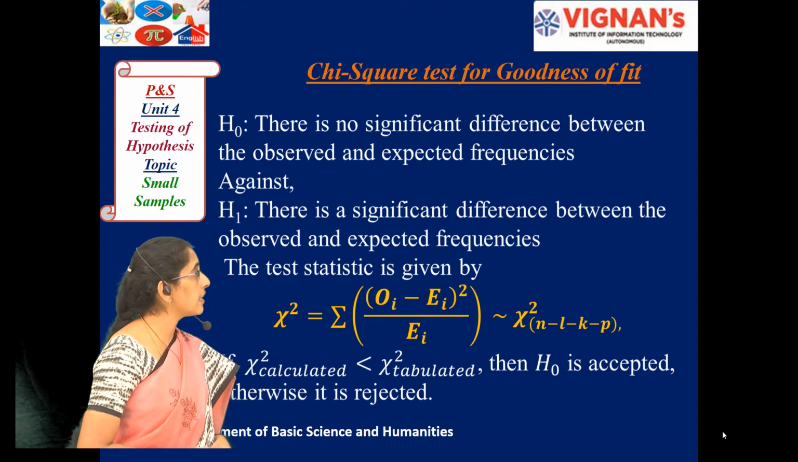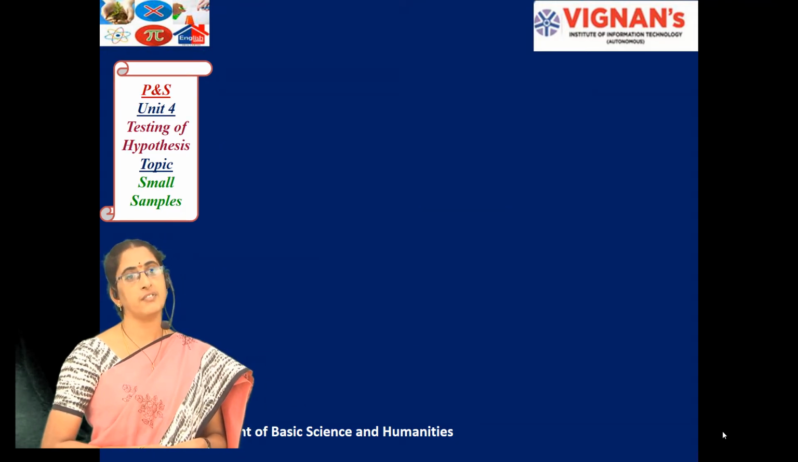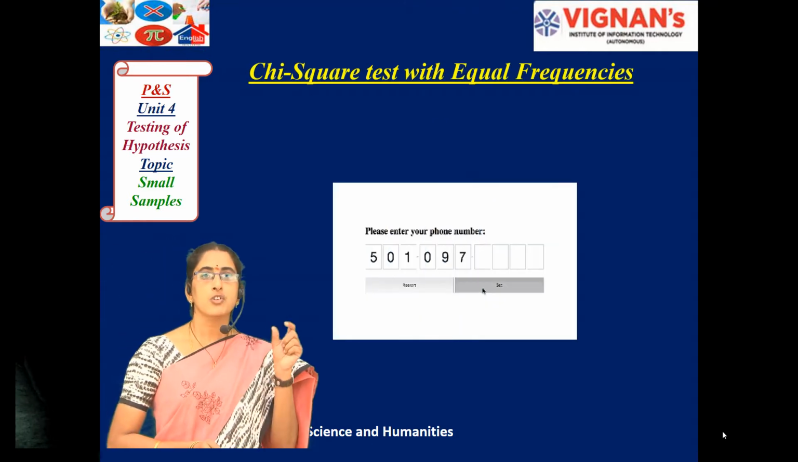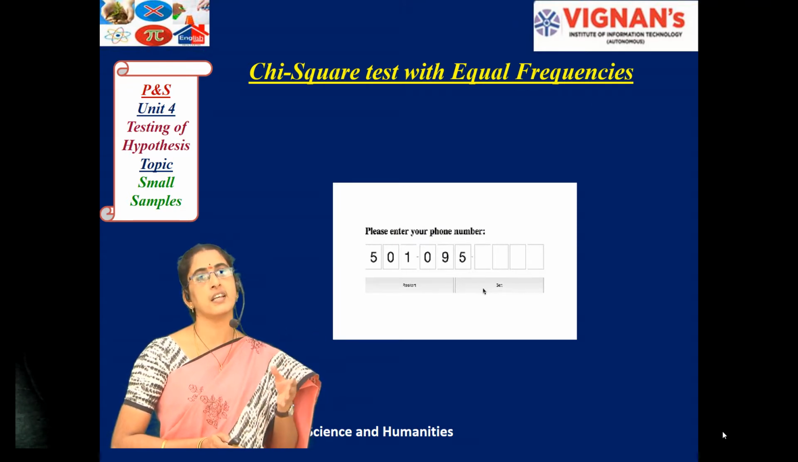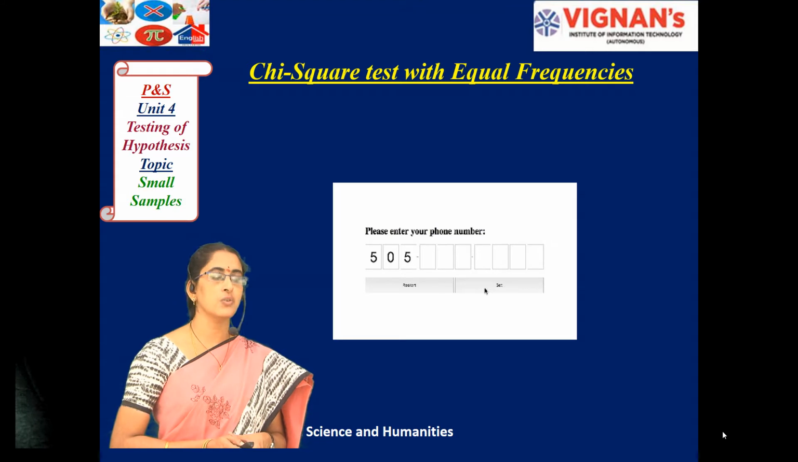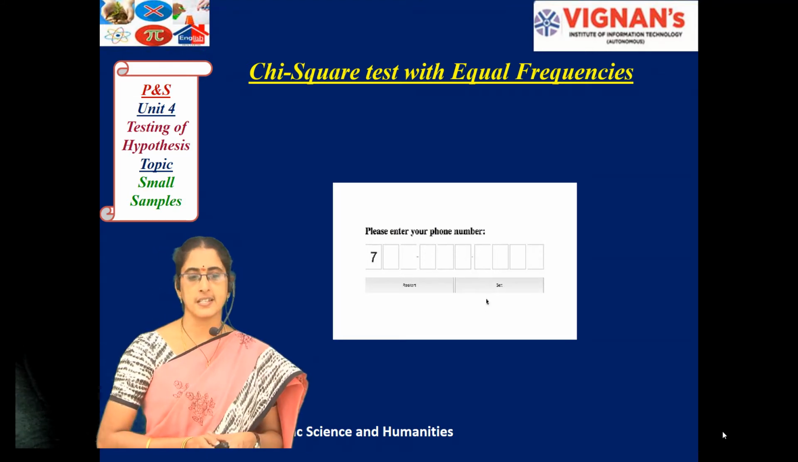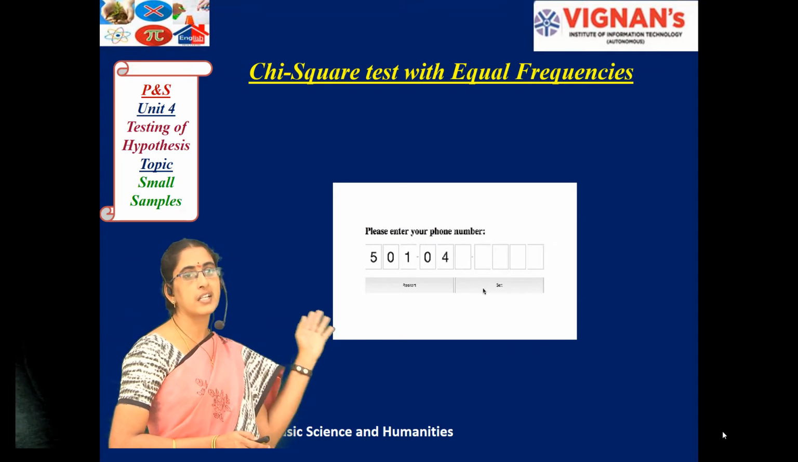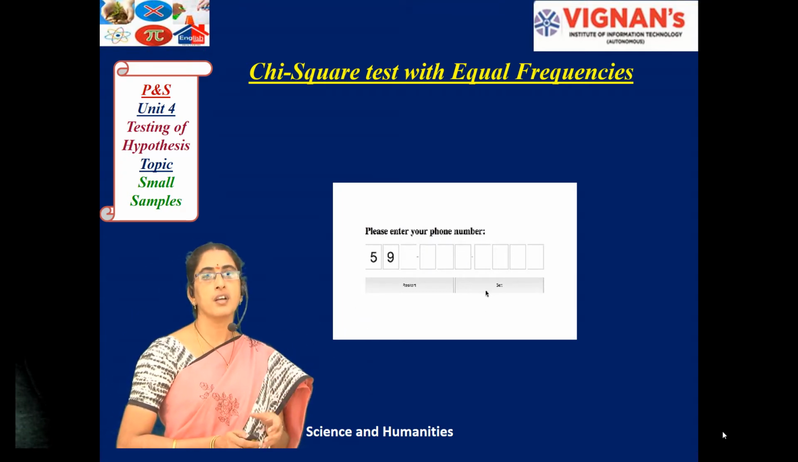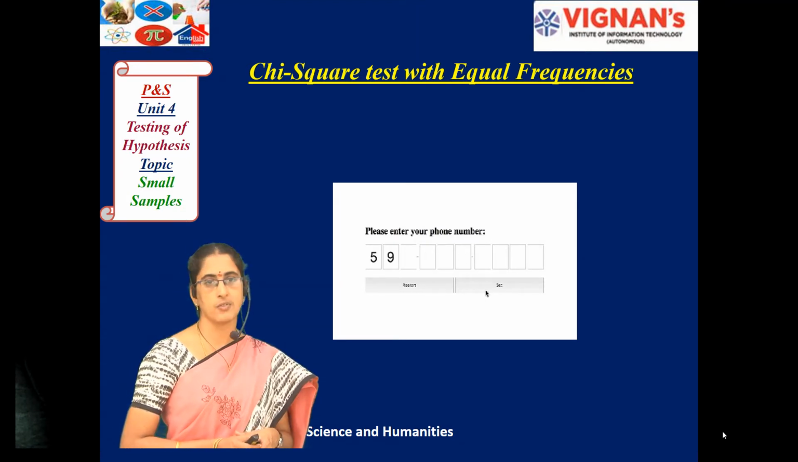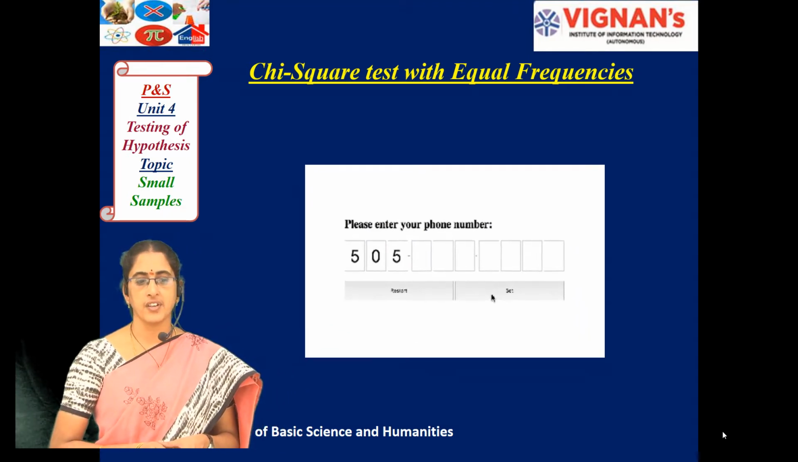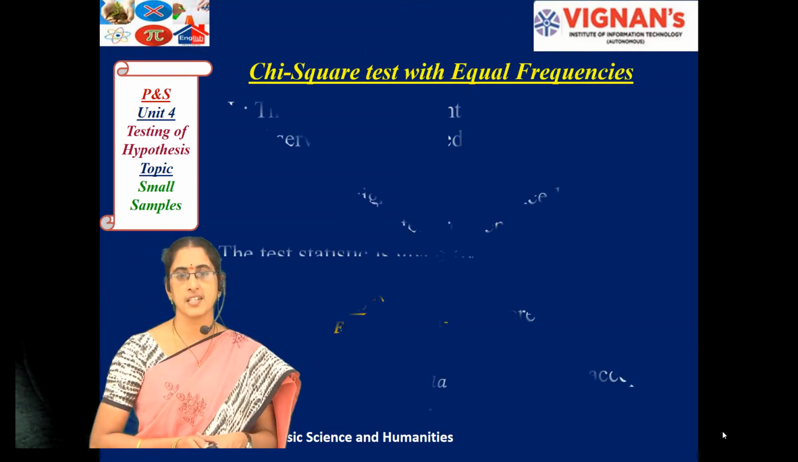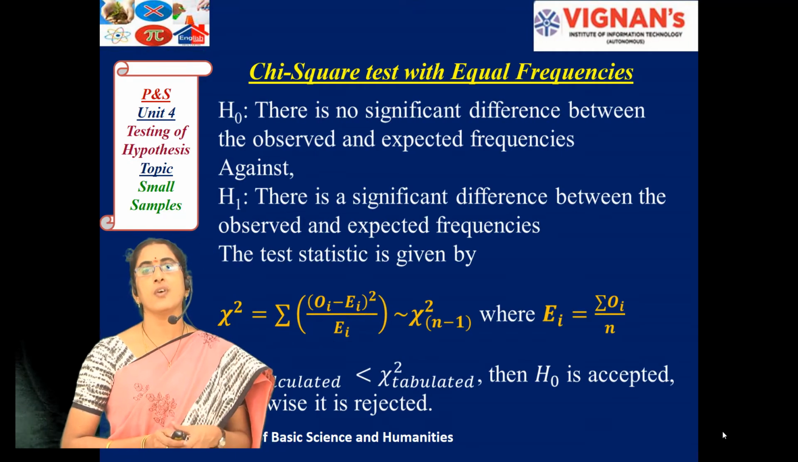Next comes the chi-square test with equal and unequal frequencies. To test the distribution of the digits in a telephone directory or in a telephone number, whether all the digits are equally distributed or not, we can use the chi-square test with equal frequencies. Here you can see the phone number example. Whether all the digits are equally distributed or not, we can test using this chi-square test. For that, the null hypothesis is that there is no significant difference between the observed and expected frequencies, or we can frame it as the frequencies are equally distributed.